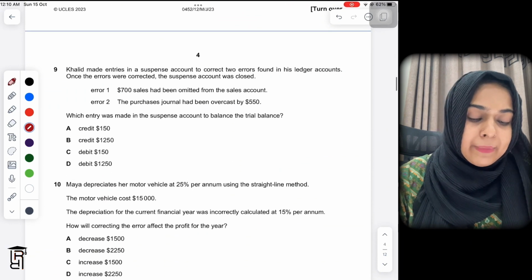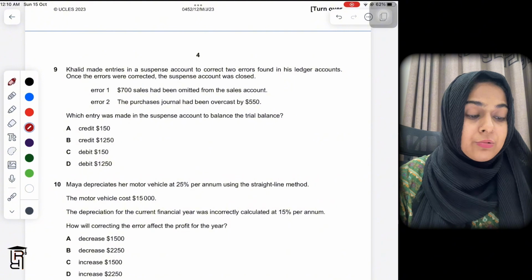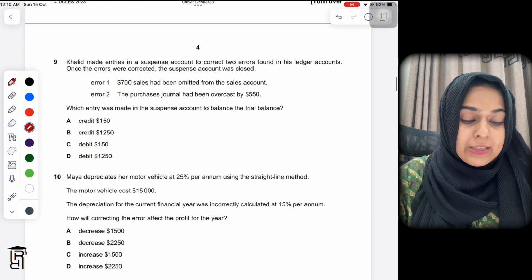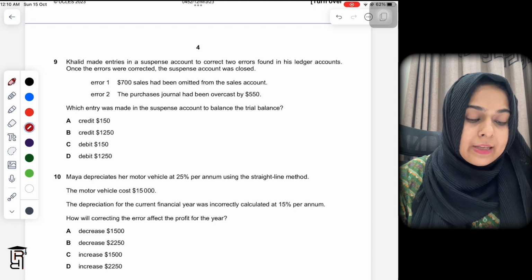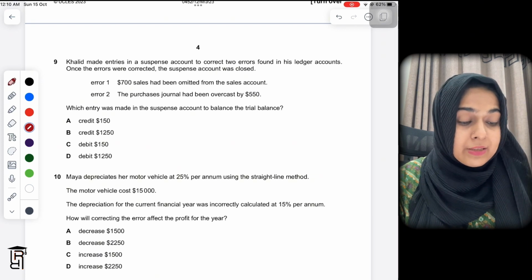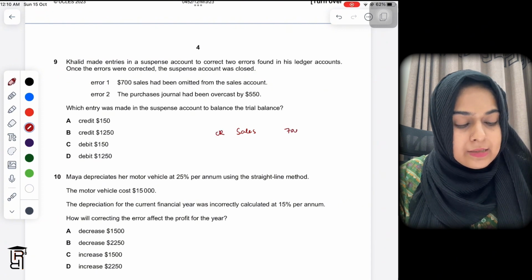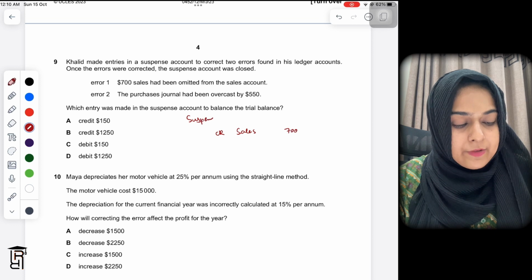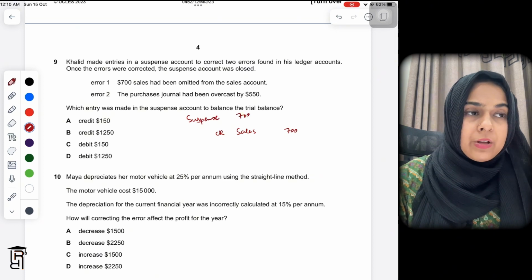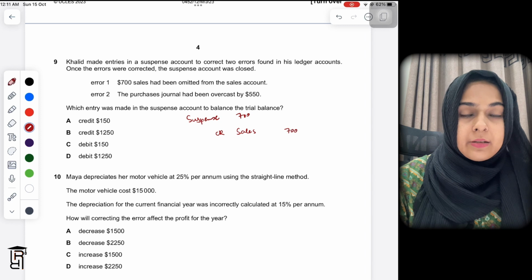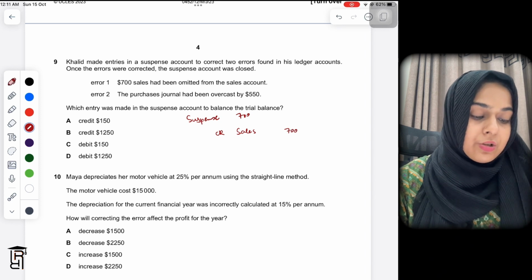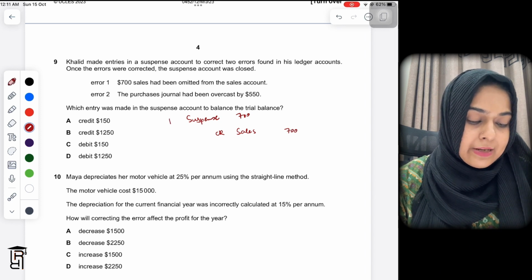Then they are saying Khalid made entries in the suspense account to correct 2 errors found in the ledger accounts. Once the errors were corrected, the suspense account was closed. Error number 1 was 700 sales had been omitted from the sales account. So that means sales is understated. When you want to increase sales, you credit the sales account. So credit sales by 700 and suspense debit by 700. Only one side, because you did not record that in the sales account, so you record it in the sales account and debit suspense against it.